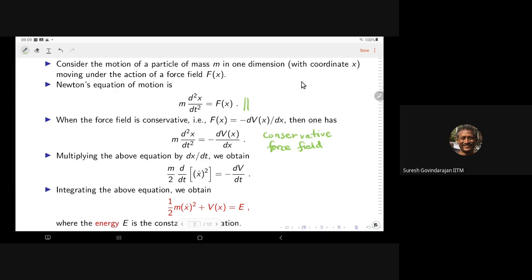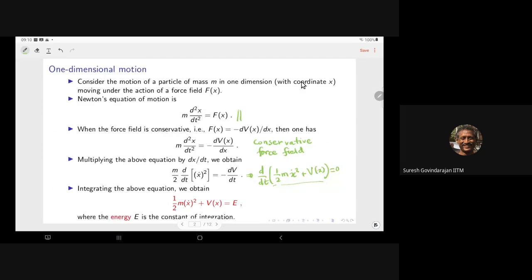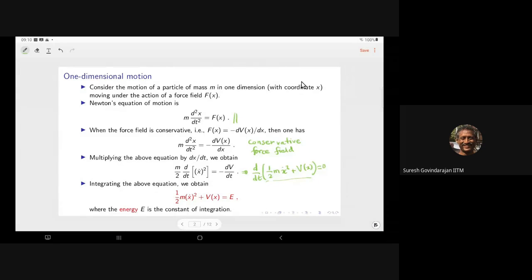We get something like this, and you can rewrite the whole thing by taking this to the other side, as d/dt of the quantity in braces equals zero. You must have seen this many, many times, but then you can integrate. This says that this quantity in braces is a constant, and that constant is what we call energy. So energy appears in the setup as a constant of motion. This is something you would have seen many, many times. I'm just doing this to set up the formulation. Okay. So any questions, comments?